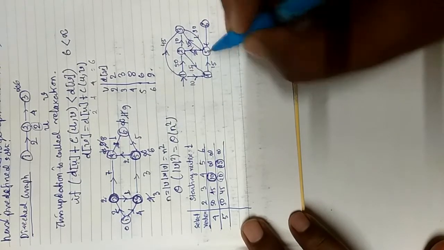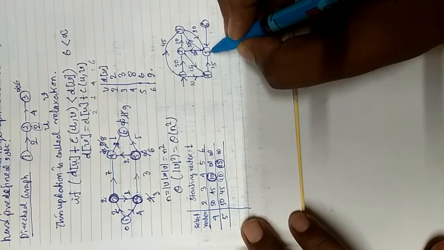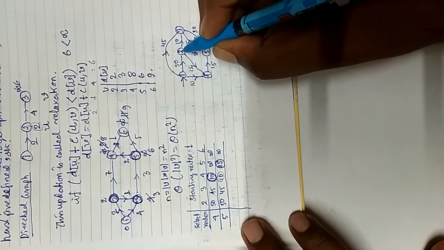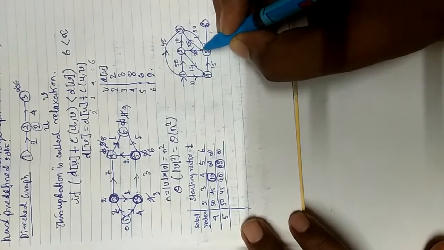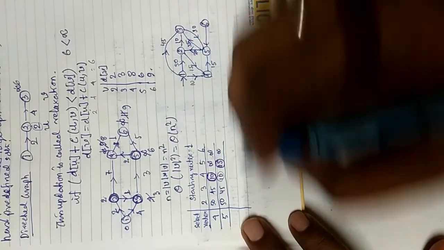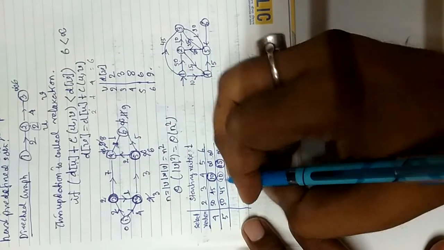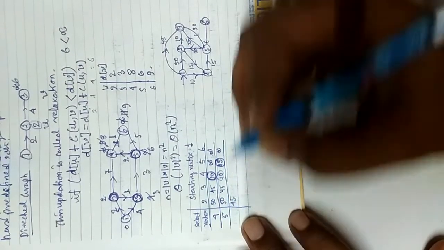So 25, see it is 25. So 25 plus 20 it is 45. It is 45, but it was 50 from 1 to 2. So the new cost is 45. So we will just change it from 50 to 45.